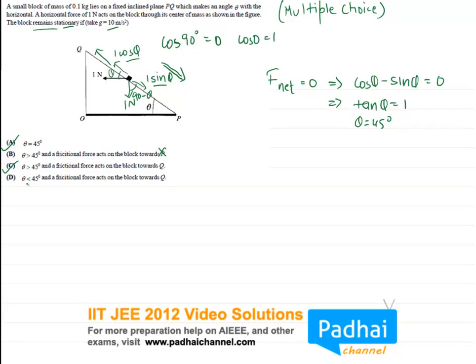And let us see option D also. If theta is less than 45, that means the net force would be upwards. That means friction should act downwards. If theta is less than 45, a frictional force acts on the block towards Q. Wrong, it acts towards P. That means two options are correct, that is A and C. This was a very easy problem from the IIT-JEE 2012 paper.